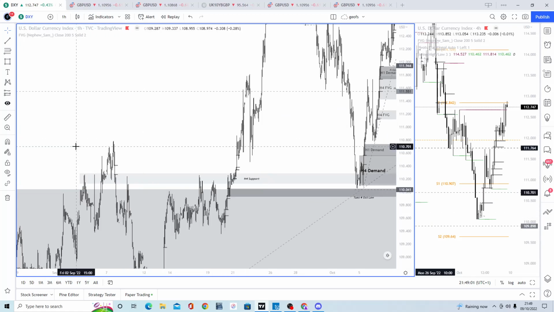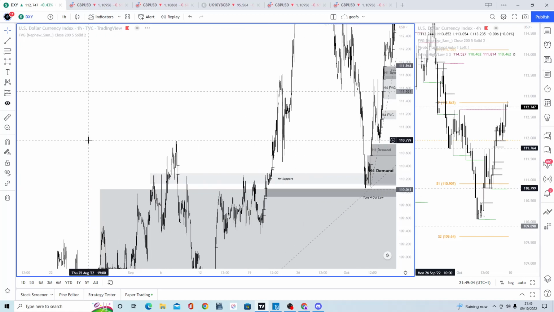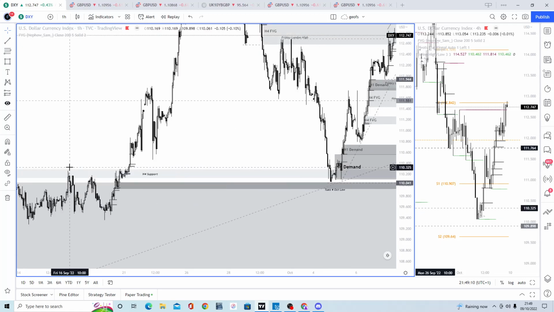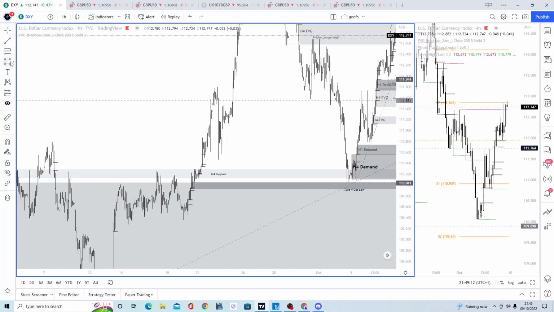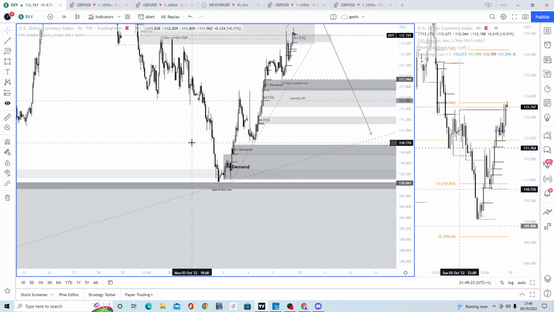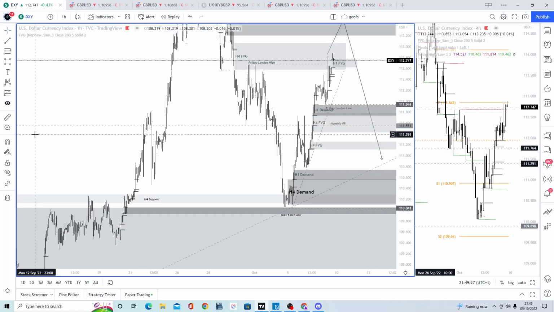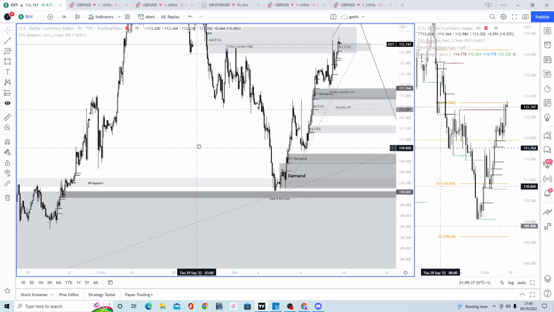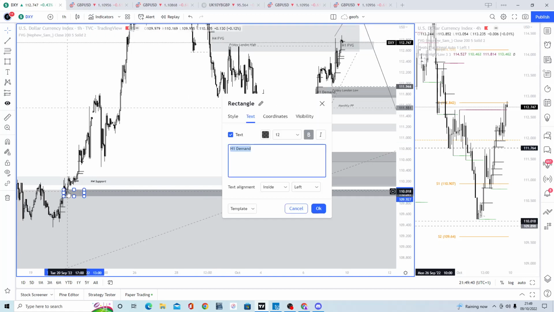So there was demand above those equal highs, basically. Sorry, supply above these equal highs. We don't need to mark that out. Why is the text not appearing? Have I done something wrong?